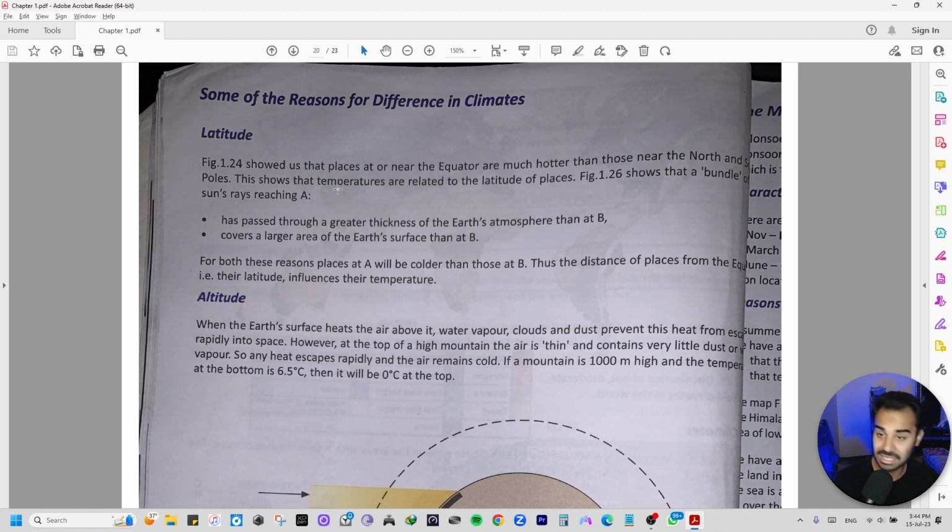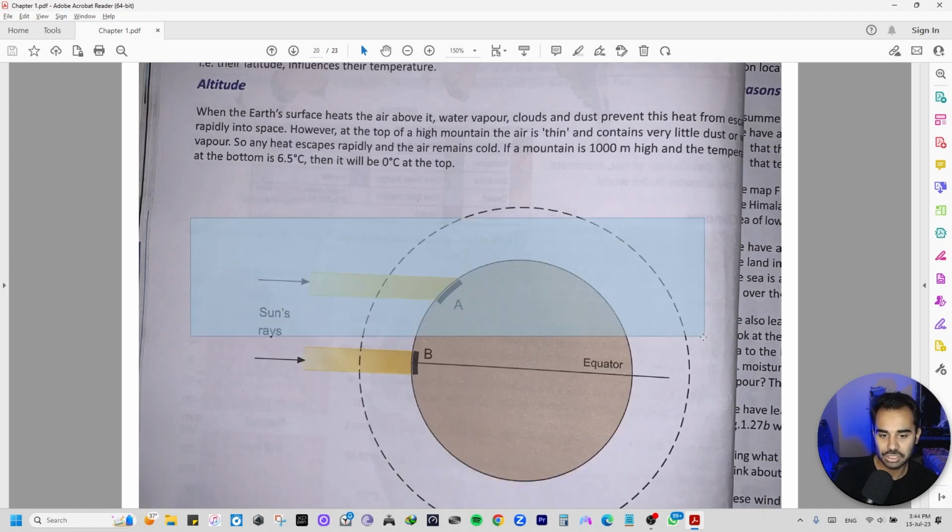It says over here that figure 1.24 shows, in 1.24, the previous one, the entire globe that we were seeing. So they're saying that the latitude shows us that the places at or near the equator are much hotter than those near the north and south poles. It's very common sense. This shows the temperature is related to the latitudes of places, and shows the bundle of the sun rays reaching point number A. Check this out. So actually, we're talking about the latitude situation over here.